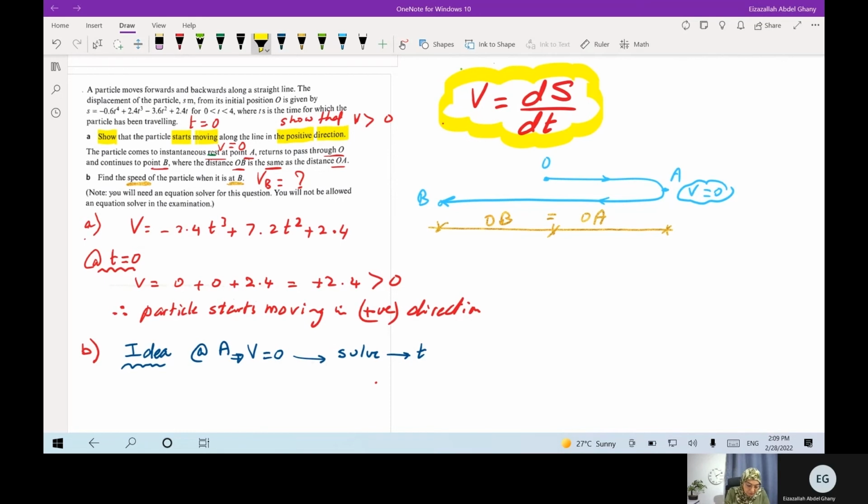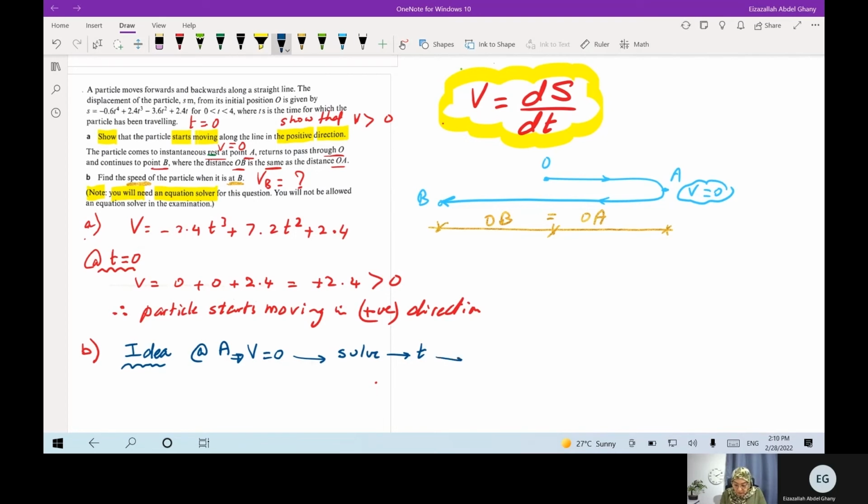Let's read this clue. You will need an equation solver for this question. But take care, you will not be allowed to use this equation solver in any exam. This is only allowed just to practice our work, but not in exams, of course. So when we solve it, we will get t. This is the first step.